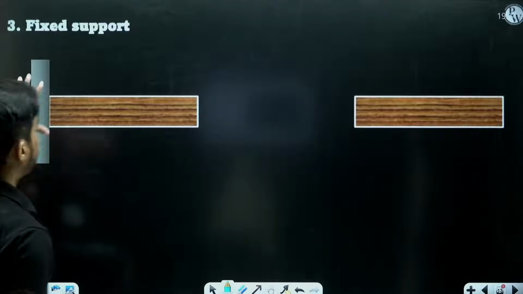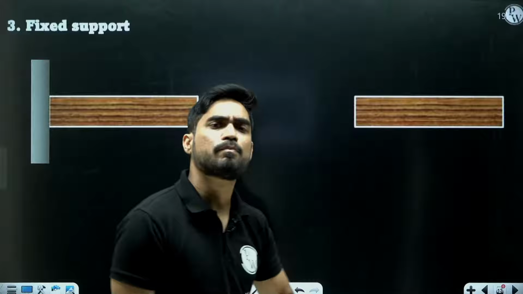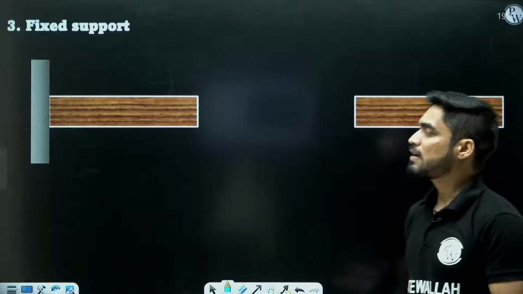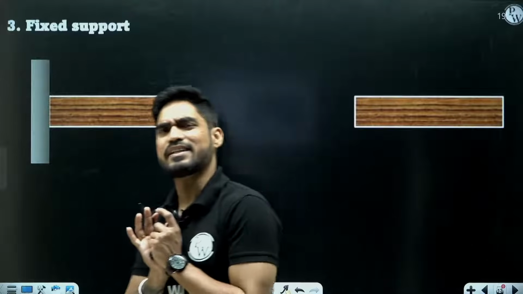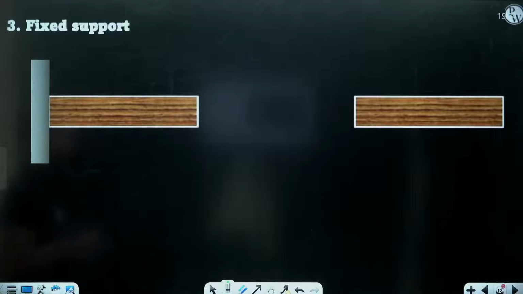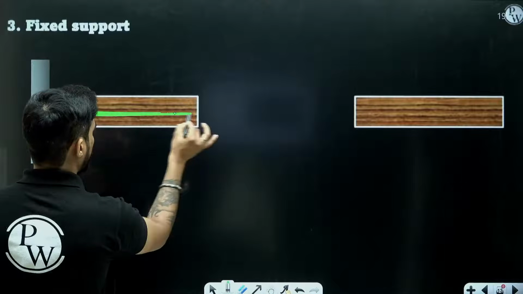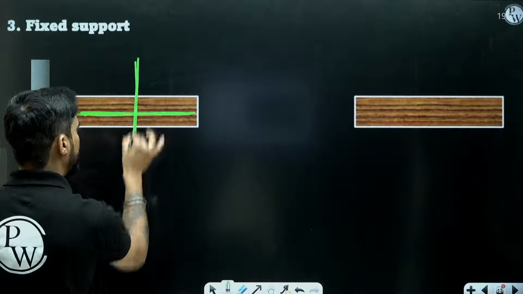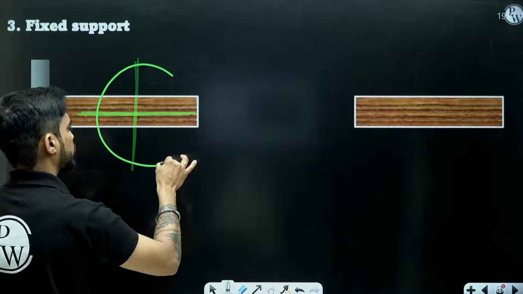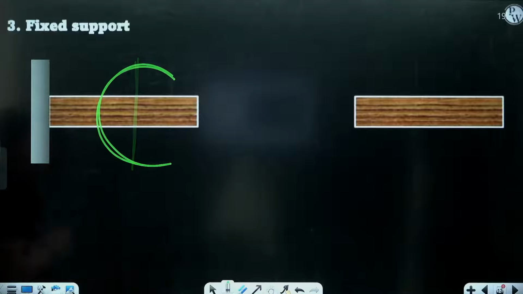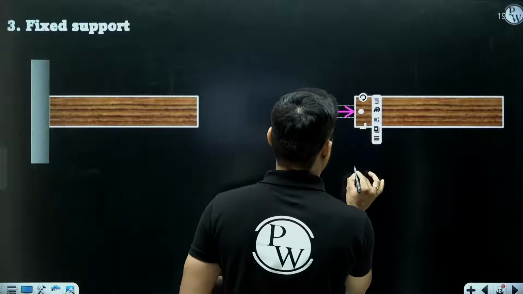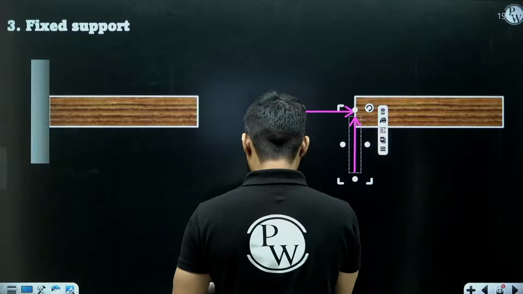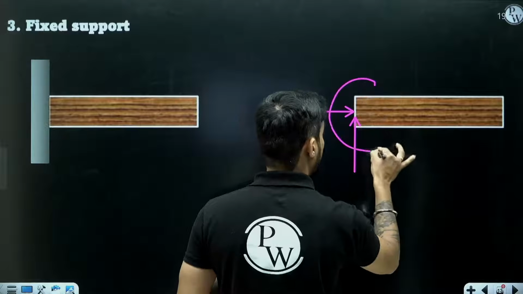Now let's move on to the third category. Now this is fixed support. It is also called a built-in support. Now what do we mean by fixed support? Fixed support means we have completely restricted the motion of the body. Now it cannot translate in x, it cannot translate in y, it can also not rotate. So now we will have a reaction in x, a reaction in y, and we will also have a couple. This time we will also have a couple.